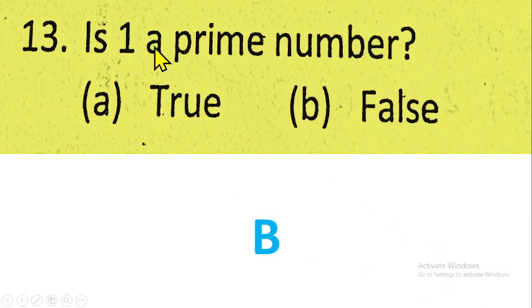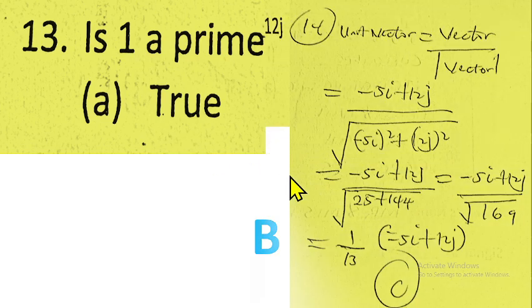Question number 13 says, is 1 a prime number? No, 1 is not a prime number. That's false. Prime numbers are numbers that are divisible by 1 and itself. But 1 can divide all numbers. So 1 is not part of prime numbers. Prime numbers start from 2. So option B, 1 is not a prime number, is the correct option for question number 13.